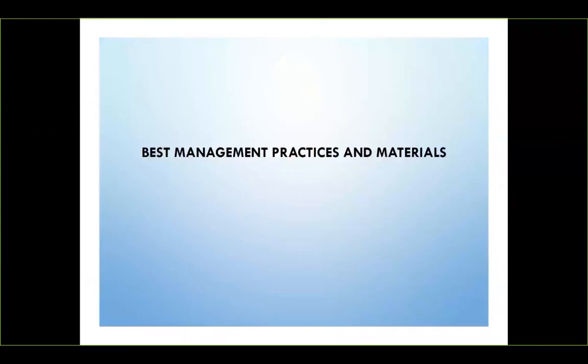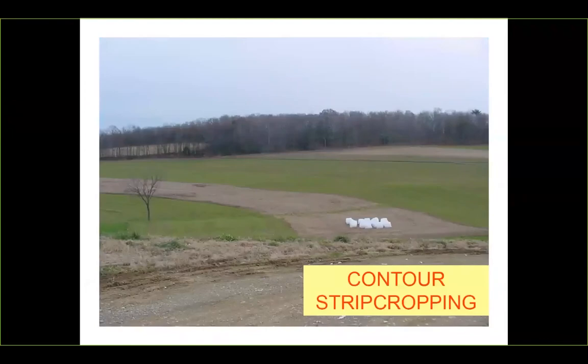So BMPs and materials. You want to start? Sure. So this is contour stripping. I think it was talked about earlier in the presentations that this is one of the most beneficial practices we do. And it's one of my favorites to look out over the country when you're flying from one place to another and seeing our impact on the ground. It's kind of awesome.